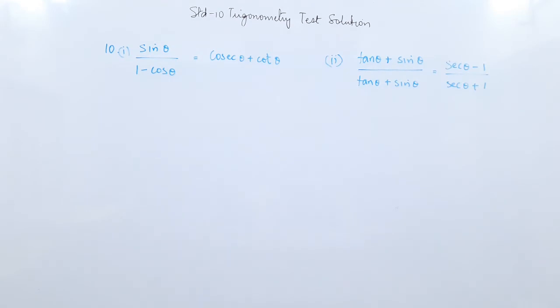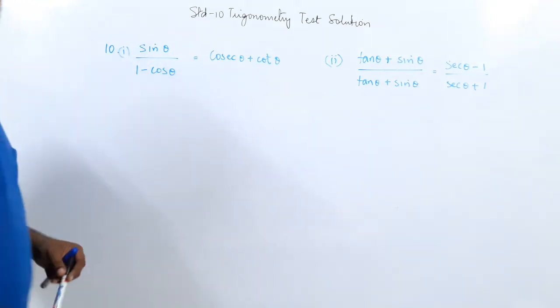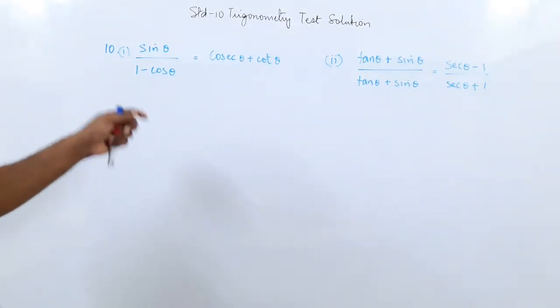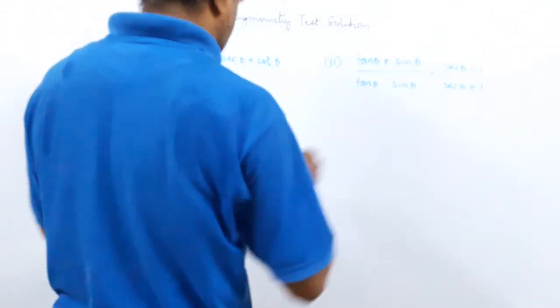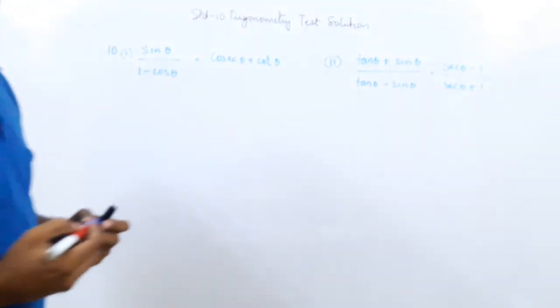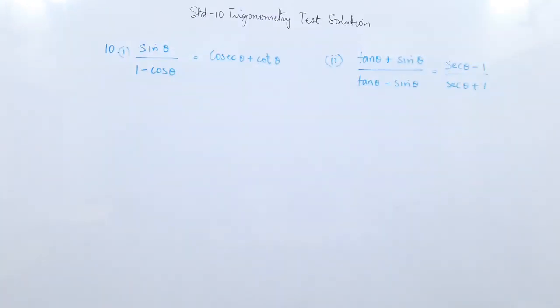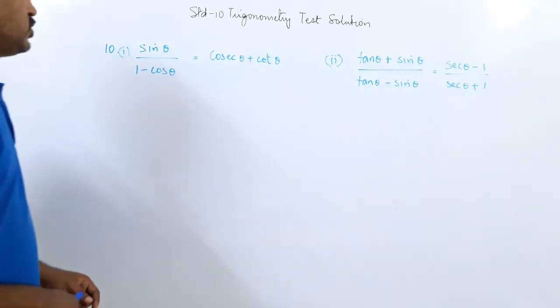The 10th sum is also prove that sum, 2 separate identities. Here is sin theta upon 1 minus cos theta is cosec theta plus cot theta. Okay? And here we have got tan theta plus sin theta upon tan theta minus sin theta equal to sec theta minus 1 upon sec theta plus 1. So these two sums are given to us, and we will see the approach.